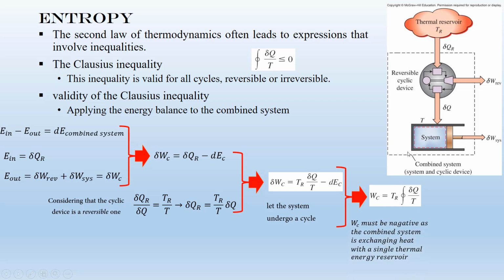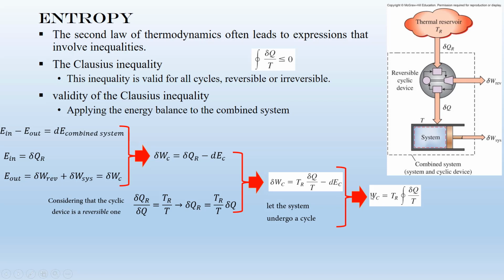Now let's look at this system. This system is exchanging heat with one reservoir, correct? And this is not valid based on the second thermodynamic law. Because this system is exchanging heat with one reservoir, this WC must be negative.